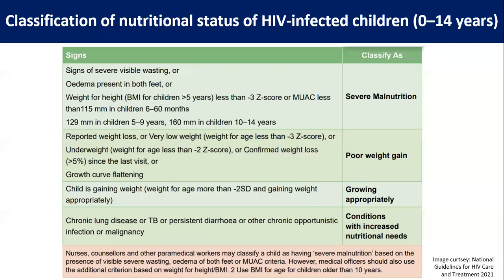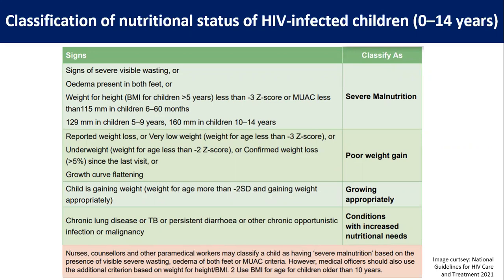Next. So when you talk about nutrition status between 0 to 14 years of age, we have to look for any signs of severe visible wasting, or any edema present in both the feet, or we can take the weight for height chart, and if it is showing less than 3 standard deviation, or mid upper arm circumference less than 115 millimeters in children between 6 months to 60 months, that is up to 5 years of age, we can label them as severe malnutrition.